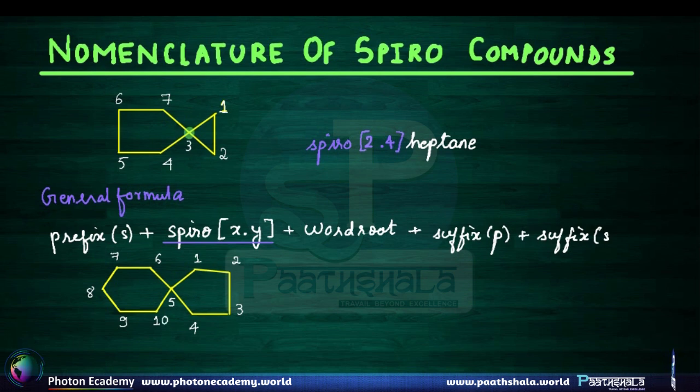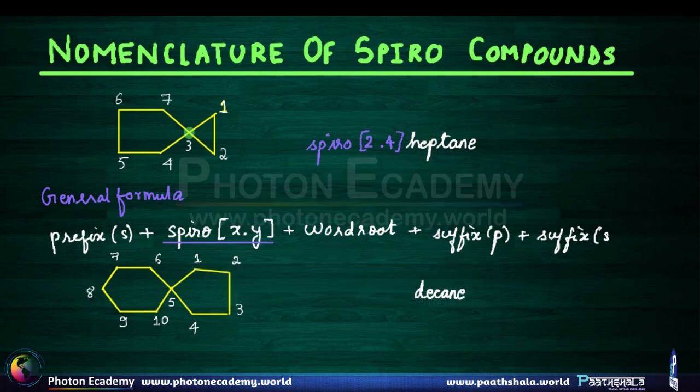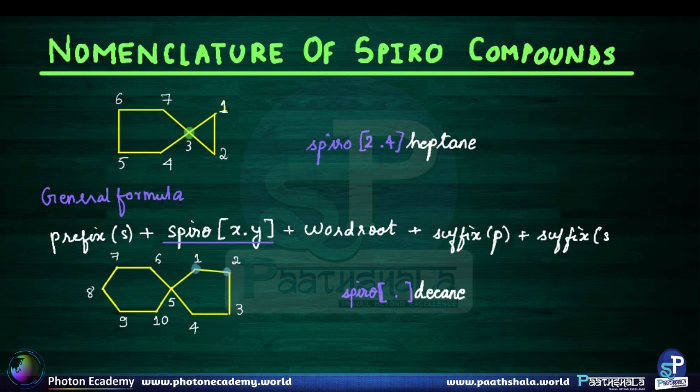As there are 10 carbon atoms present in this Spiro compound, the correct word root for the compound will be decane. Now, if we talk about Spiro x dot y, x represents the number of carbon atoms present in the shorter path. So there are 1, 2, 3, 4 carbon atoms present in the shorter path. So our x will be 4.